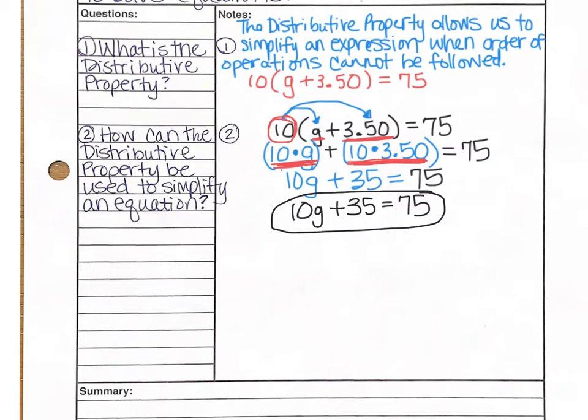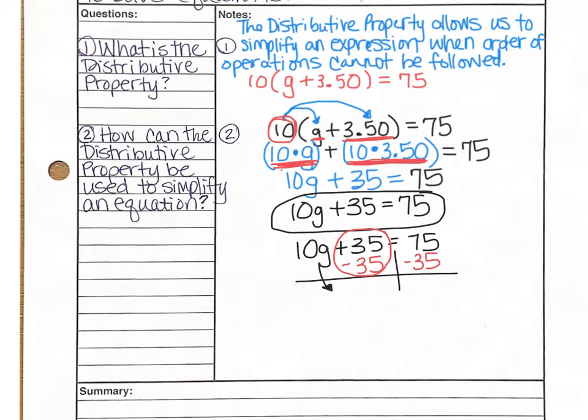And as we solve this, we'll do the same thing that we did before. So we're going to undo the adding of 35 to both sides by using the opposite operation, which is subtraction. So we're going to take away 35 from both sides. The 10g comes down to the next step. And 75 take away 35 is 40.